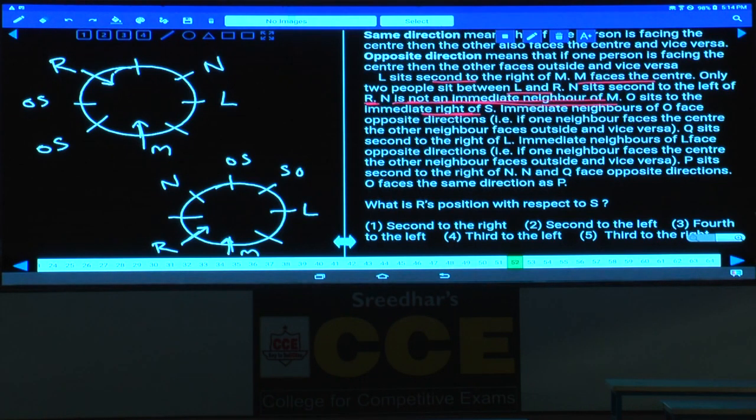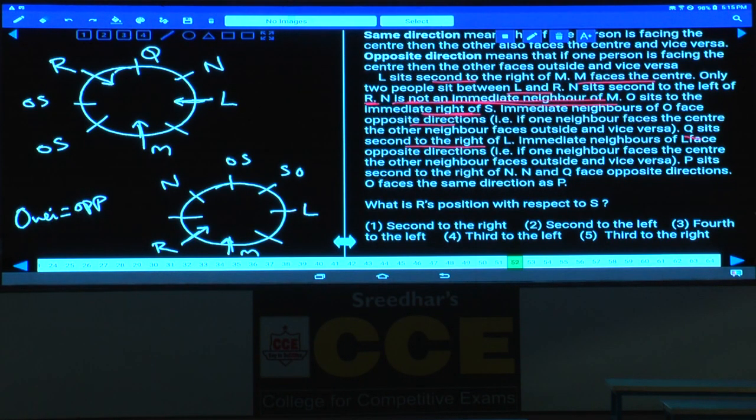Immediate neighbors of O face opposite directions. O's neighbors, opposite directions. Immediate neighbors of O face opposite directions, and Q sits second to the right of L. Q is seated second to the right of L. As L is here, this L must be facing towards the center, then only Q sits second to the right of L is possible. Because if L is facing away, M and Q must be in the same place, which is not possible.